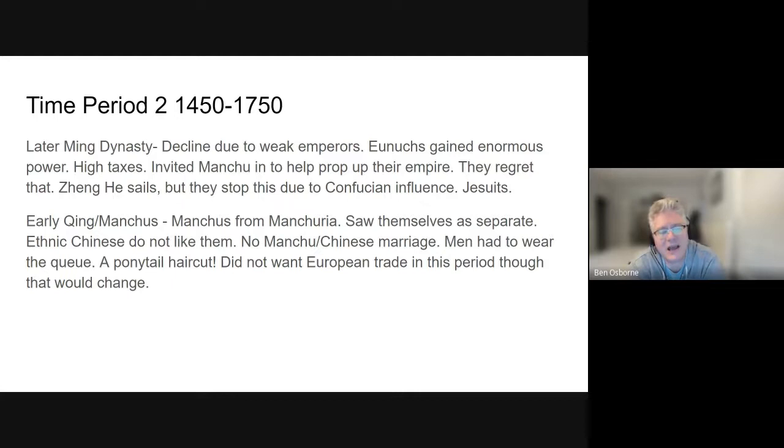Now, over time, they get to like them because they like what they do. But by the end of it, they're kind of against them again. They really didn't want Chinese or Manchu marriage because they were afraid that they would be subsumed by the Han. Don't forget that men in China, the Han, had to wear the queue, that ponytail haircut where they shaved their head back as a symbol of their deference to the Manchu dynasty. They don't really want a lot of European trade in this period, but that's going to change a bit.